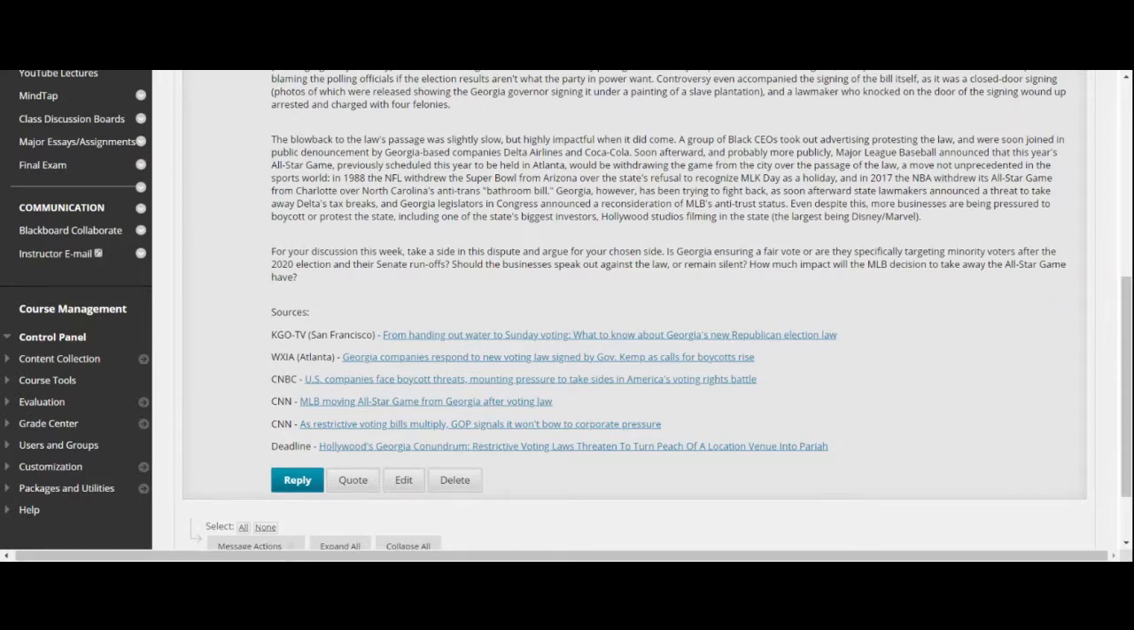For your discussion this week, take a side in this dispute and argue for your chosen side. Is Georgia ensuring a fair vote, or are they specifically targeting minority voters after the 2020 election and their Senate runoffs? Should the businesses speak out against the law or remain silent? How much impact will the MLB decision to take away the All-Star game have? This one also has six sources for you. Most of them are TV sources.